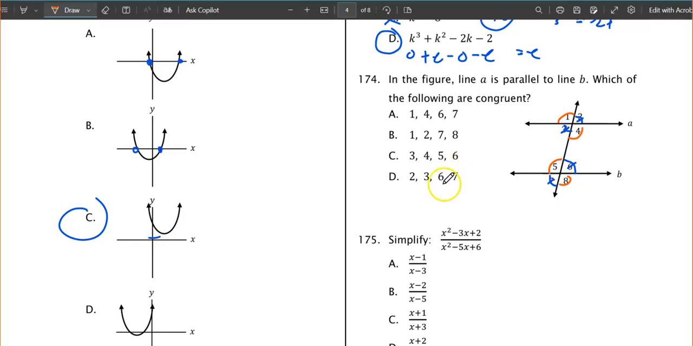So which of the choices is the correct answer? We have 1, 4, 6, 7. 4 is not congruent to 7. They're corresponding, so not our answer. B, 1, 2. They are not congruent, they're supplementary. C, 3, 4. Again, they are not congruent, supplementary. 2, 3, 6, 7. This is our answer.